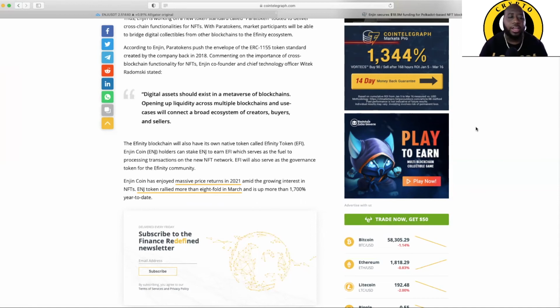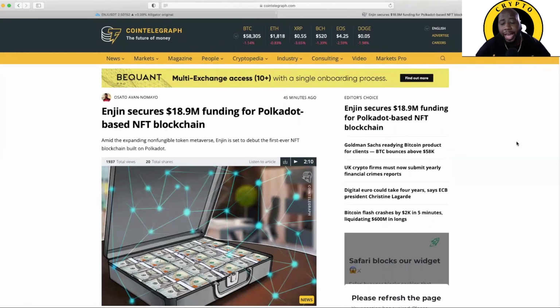I'm getting a lot. Enjin coin has enjoyed massive price returns in 2021 amid the growing interest in NFTs. Enjin token rallied more than eightfold in March, and is up more than 1,700% year to date. Told you, I remember Enjin, man. It was cheap, under a dime. So yeah, guys, this is big news. This is a lot of good information, guys. You got a top dog inside NFTs, and then you got Polkadot, which is up there. Polkadot is coming, and smart contracts, and everybody going on with the parachains and how everything is rolled out. So, guys, this is something that you do not want to miss out on.